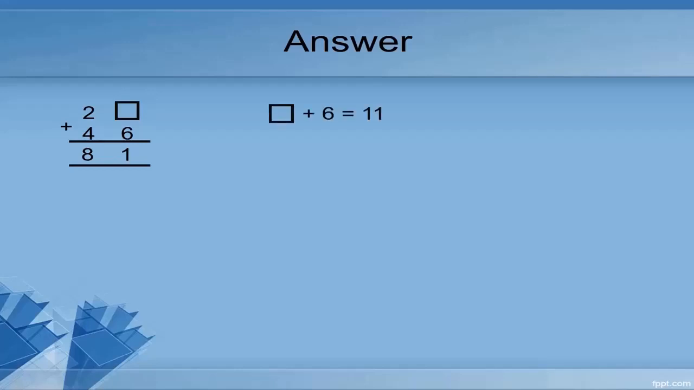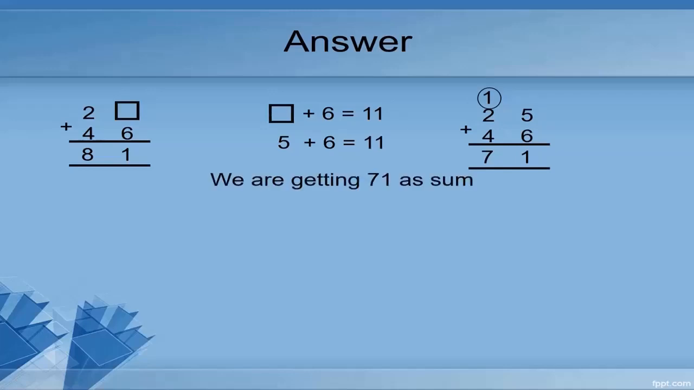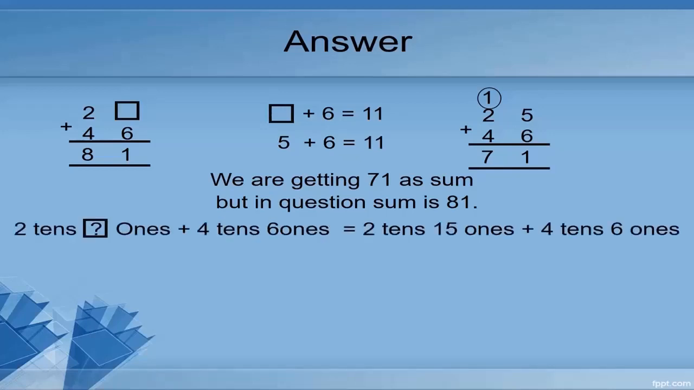So now 5 plus 6 is equal to 11. Now let us check. Adding 5. 5 plus 6 is equal to 11. 3 plus 4 is equal to 7. We are getting 71 as sum. But in the question, sum is 81. So we should be careful. So if we put 5 here, 10 is missing. So we will change 5 to 15.